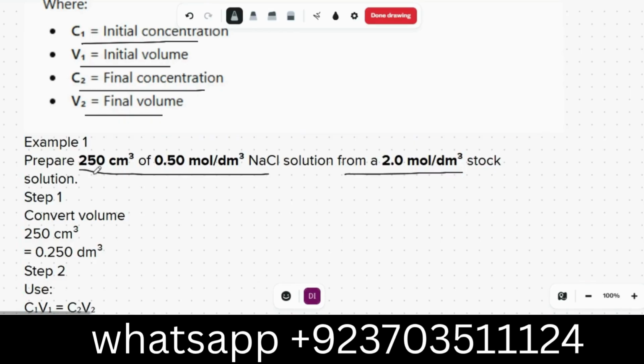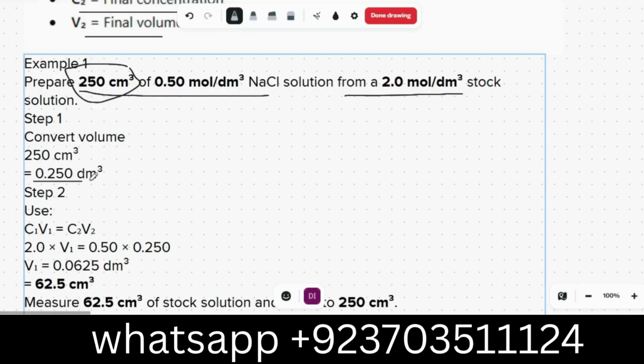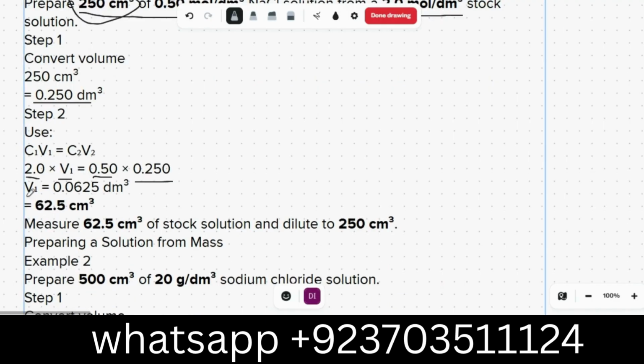First, we will convert 250 cm³ into dm³, that is 0.25 dm³. Step 2 is to use C1V1 is equal to C2V2. C1 is 2, V1 we have to find, C2 is 0.5, that is the concentration, and volume is 250. So we will solve it. V1 will become 0.0625 dm³, or 62.5 cm³. Measure 62.5 cm³ of stock solution and dilute it to 250 cm³.